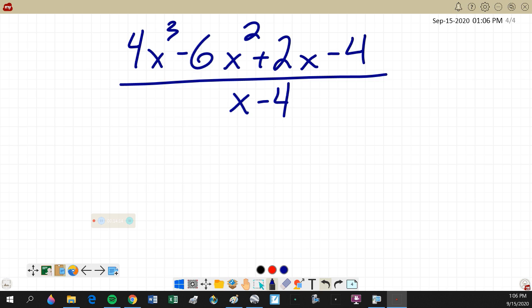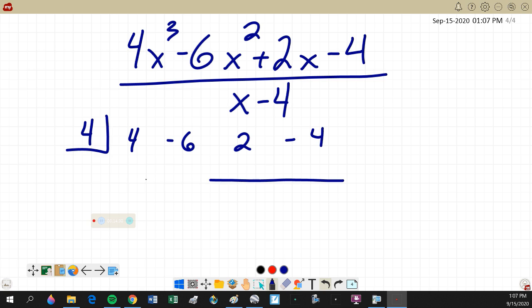And again, I might have to change it so the numbers don't get out of control. So I put 4 in the corner because that is the root associated with x minus 4. I write out all of the coefficients. 4, negative 6, 2, negative 4. Then the pattern is drop the first one, multiply, add, multiply, add, multiply, add until you get to the end. So we drop the 4. 4 times 4 is 16. Which gives me a 10.